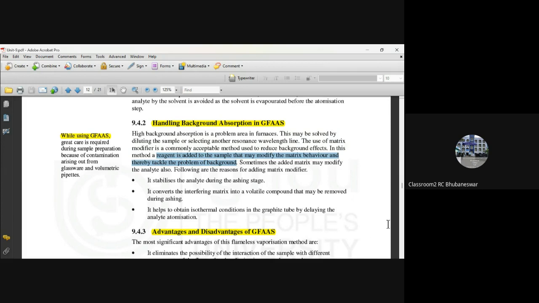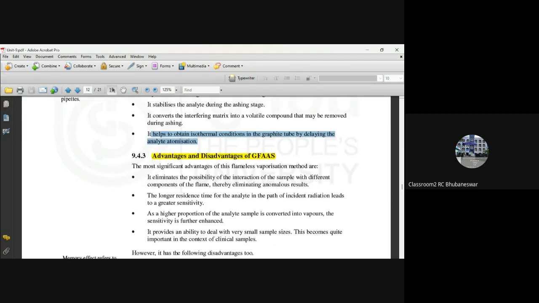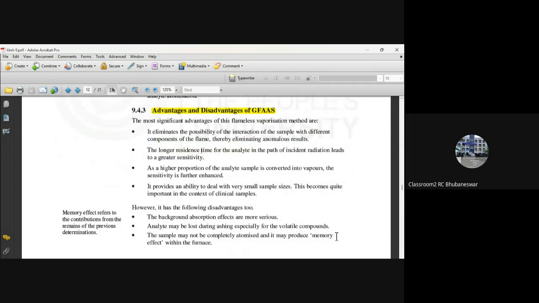Sometimes the added matrix may modify the analyte also. So the following are the reasons for adding a matrix modifier. It stabilizes the analyte during the ashing stage, and it converts the interfering matrix into a volatile compound that may be removed during ashing. It helps to obtain isothermal conditions in the graphite tube by delaying the analyte atomization. So there are certain advantages and disadvantages with GFAAS also, like flame AAS.